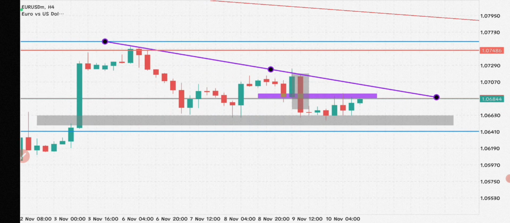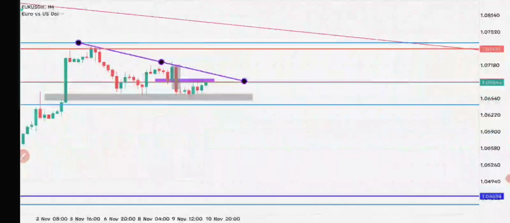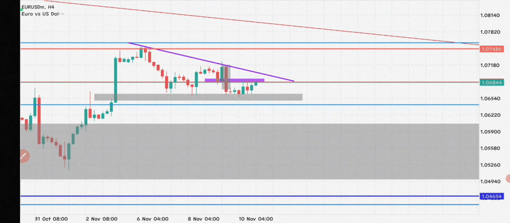If you watch very well, it is an ascending triangle. That's what we're having there. So we are expecting the market to break it and go up to this zone again, to this 38.2 level.